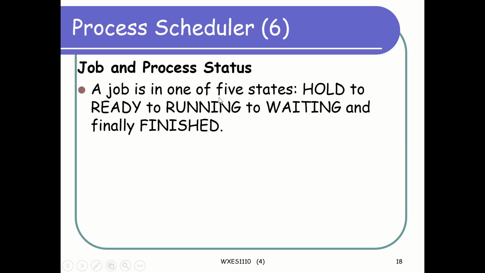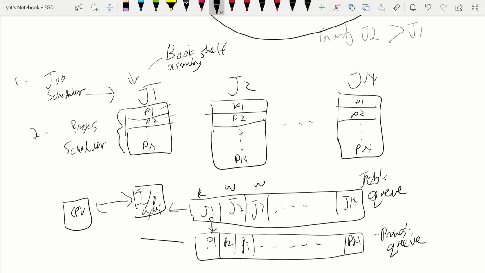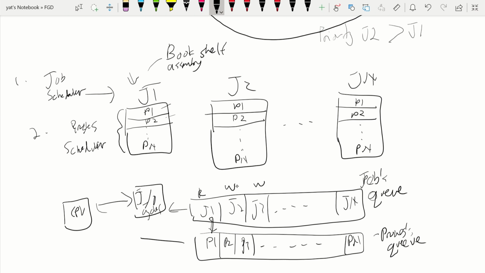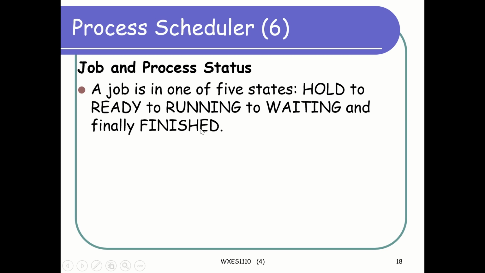So a job is in one of 5 states: hold, to ready, to running, to waiting, and finally finish. So remember, ready is actually not waiting, hold, but it's the same one. Running to waiting and finally finish. So you have a waiting as well. And finally, so these are the job and process statuses.